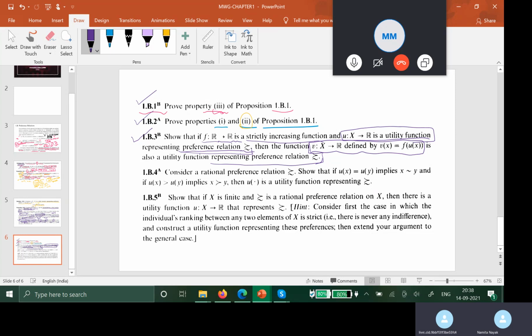Okay, ma'am. So to prove this, let's write it down here. Suppose x is an element of capital X and y is an element of capital X, and capital X is the set of alternatives. Your utility function is actually giving you the preference relation, correct? Yes, ma'am. So x will be at least as good as y when utility from x will be greater than or equal to utility from y, correct?